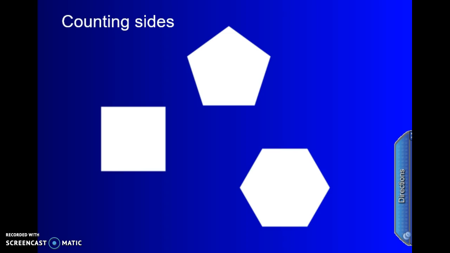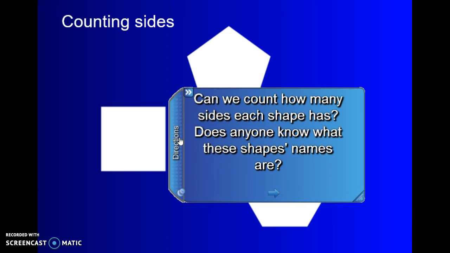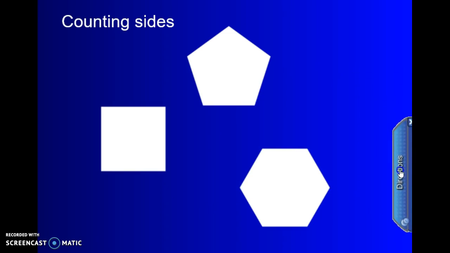So if we go to our first slide, it says counting sides. So if we pull out our directions tab, can we count how many sides each shape has? Does anyone know which these shapes' names are? Okay, so we know that. We don't need that anymore. So let's look at these shapes and let's see if we can first count their sides. So if we start here, I'm going to mark them as we go.